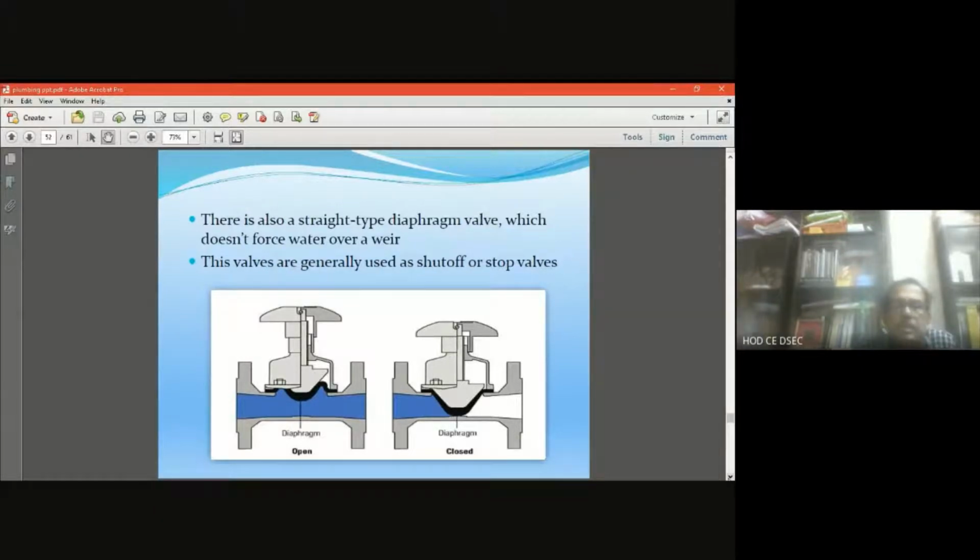These valves are generally used as shut-off or stop valves. Like the gate valve, the operation is shut-off or stop. That is, it will completely shut off the flow. It will completely stop the flow. That's why it is called a shut-off or stop valve. This is the diaphragm valve.